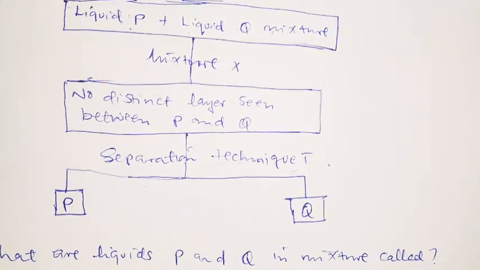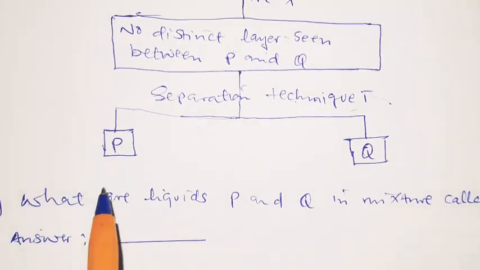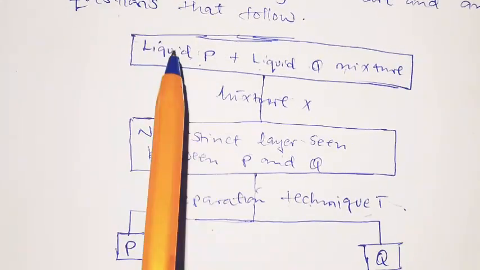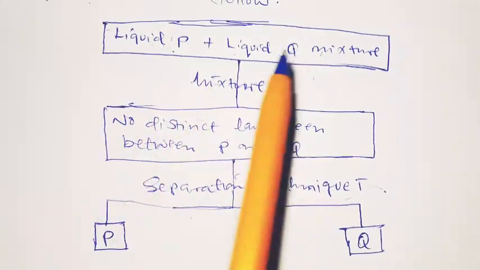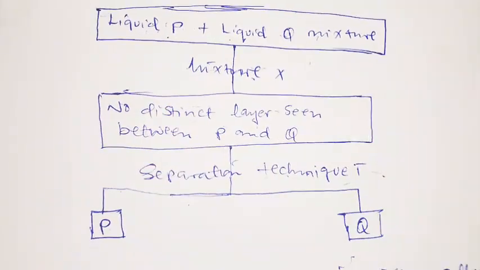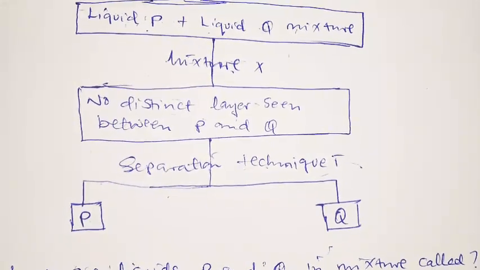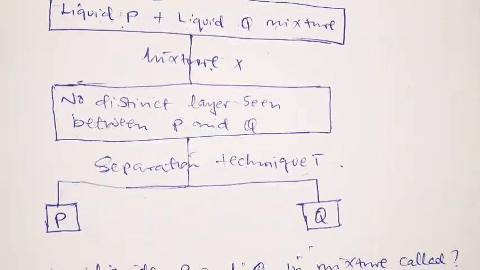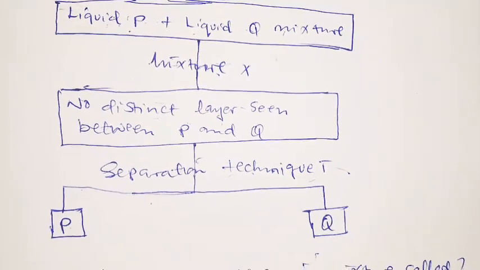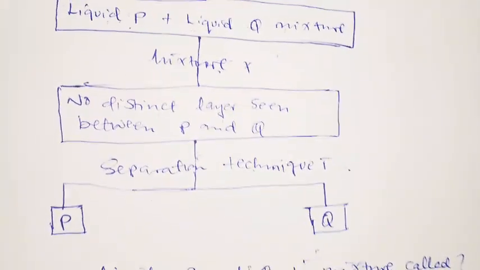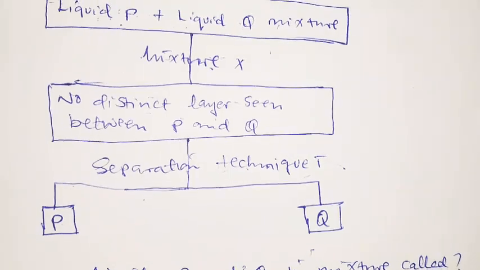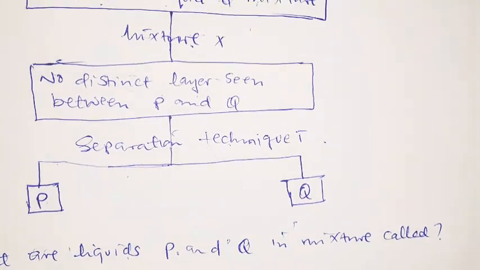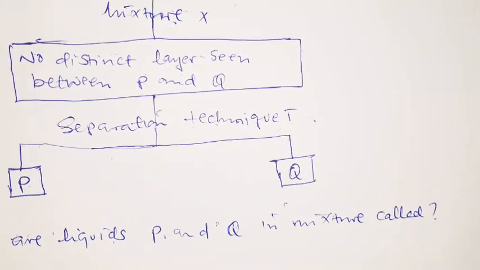Now we have question 1, which reads, what are liquids P and Q in mixture X called? For you to be able to answer this question, you need to remember that we have two types of liquids. We have miscible and immiscible. Miscible liquids are a mixture of two or more liquids that completely mix. And then you have immiscible, which is the combination of two or more liquids that do not mix completely.